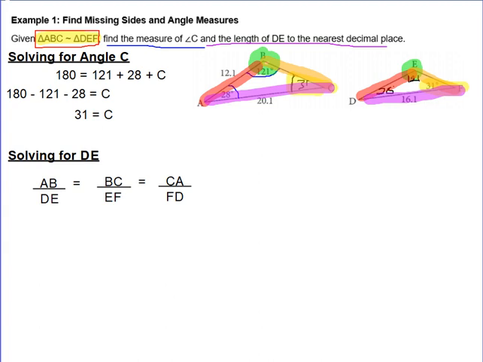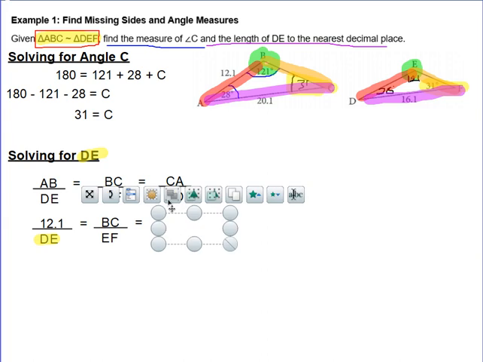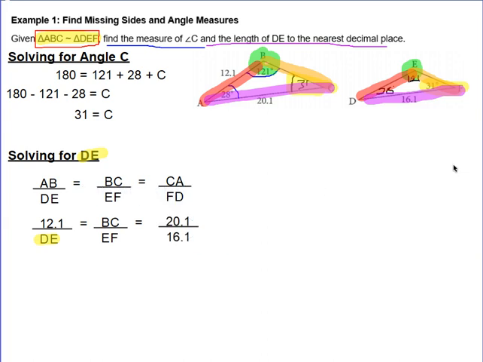What we're going to do next is try our best to fill in the blanks. So for example, let's have a look at AB. AB can be represented as just 12.1 units, right? DE, there's nothing there. In fact, we're solving for DE. We are solving for this one right here. So maybe we could even highlight it and say, this is the one we want. How about BC? BC we don't know, and EF we don't know, so they can just stay as is. And lastly, CA is 20.1 and FD is 16.1, like that.